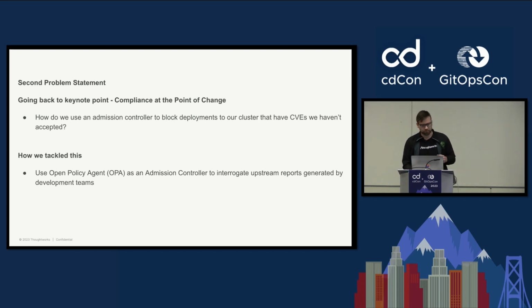policy. The way we're going to tackle this is with Open Policy Agent, which we're going to use as an admission controller. This will interrogate, say, upstream CVE reports, and then either block or allow that deployment based on the image version.